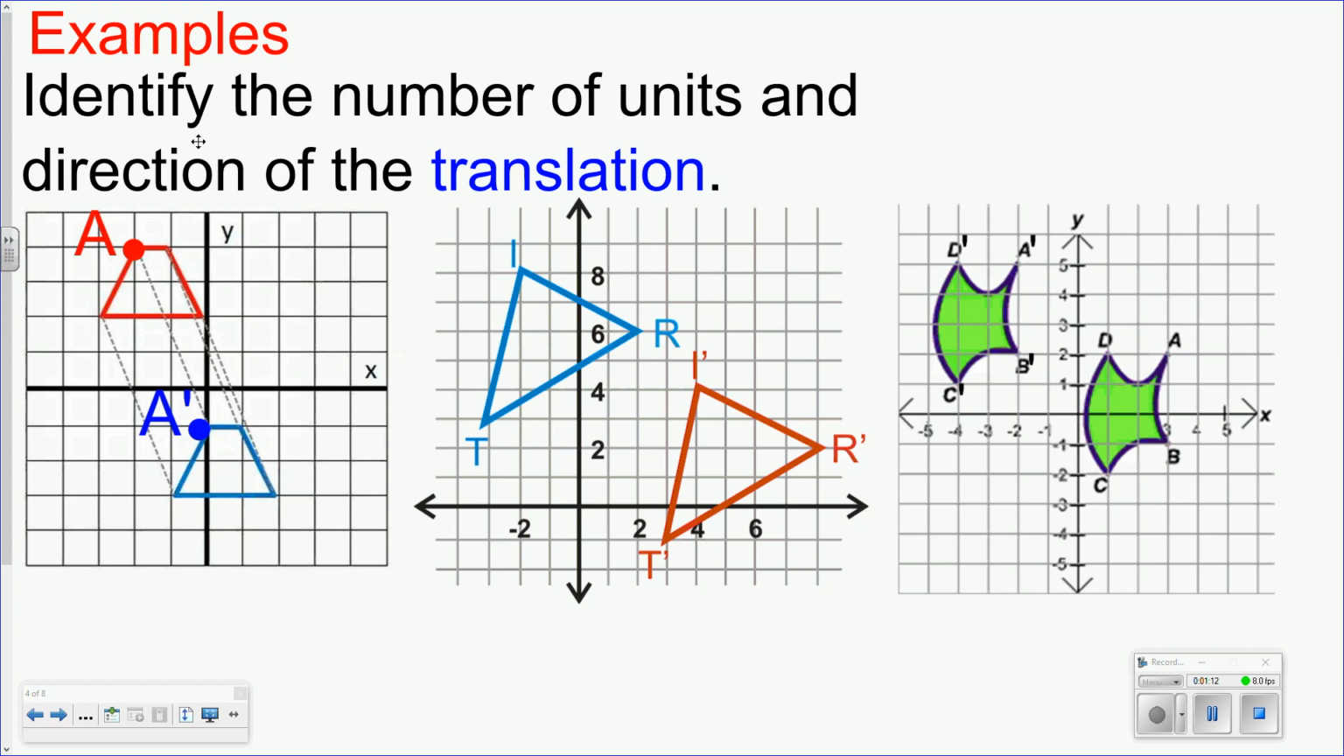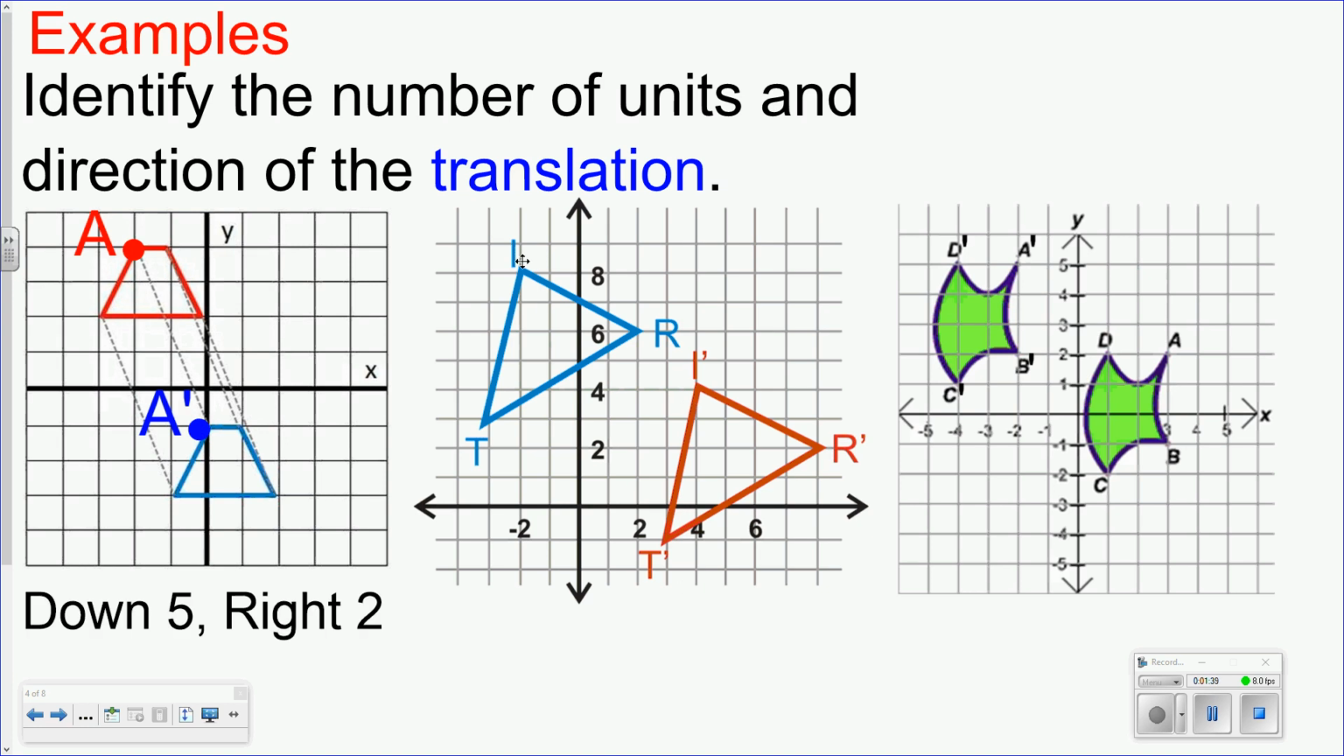So in this one, we're going to identify the number of units and the direction of the translation. So you always start at the one without the prime. That's your pre-image. And you're moving to the one with the prime. So I'm counting, I'm going to go 1, 2, 3, 4, 5 down, and 1, 2 to the right. So the y is changing by 5, so it would be -5, and the x is changing by 2.